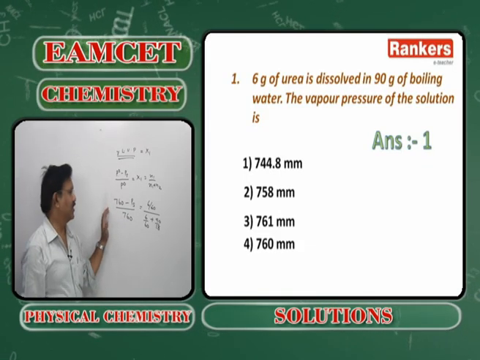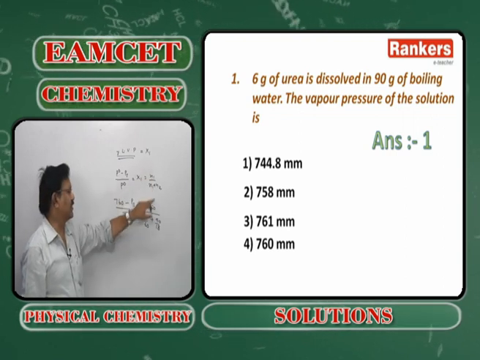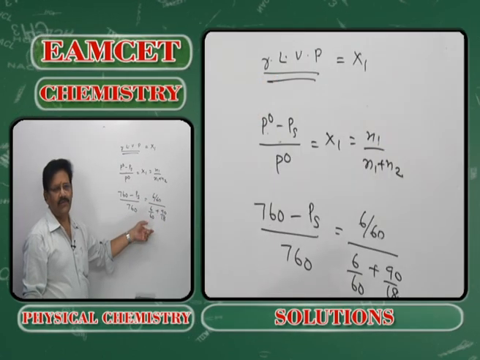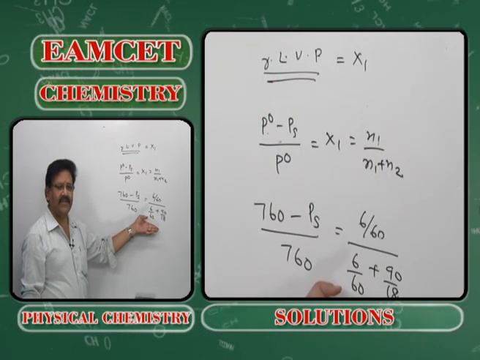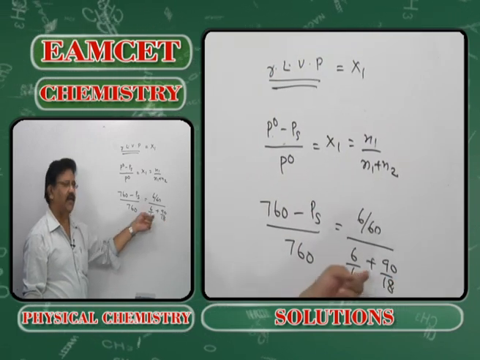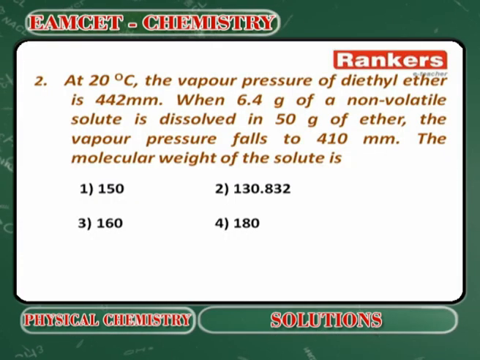This is the procedure. Why have I not neglected the n1 value? Because the n1 value is 0.1, and the n2 value is 5. So to get the maximum accuracy, let us not neglect it. When compared with 5, 0.1 need not be neglected. Next question.